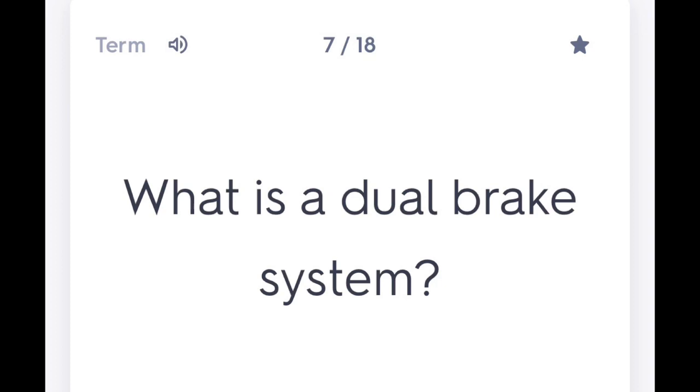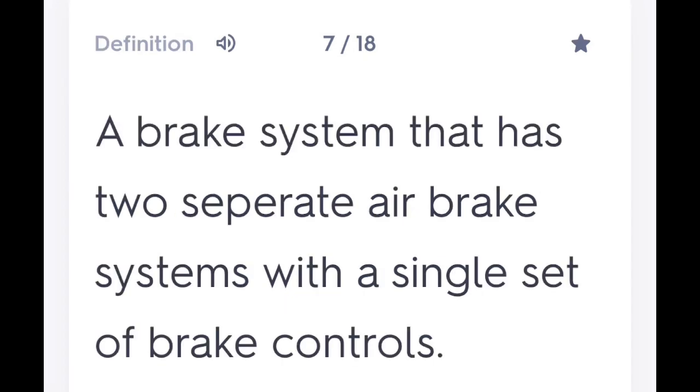Question 1 of subsections 5.2 and 5.3. What is a dual brake system? A dual brake system is a brake system that has two separate air brake systems with a single set of brake controls.